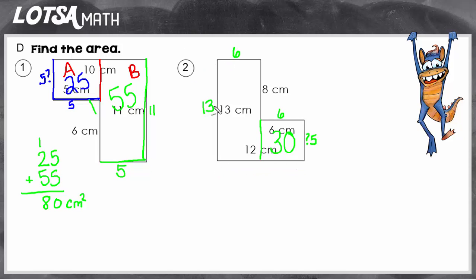So now that I have my length and my width for the second rectangle, I can just multiply them together to find the area. So 13 times 6. So that's going to be 78. So this big rectangle has 78 square units and this little one has 30. And to find the area of the whole L-shaped figure, I just need to add the partial areas up. So the area is 108 square centimeters.